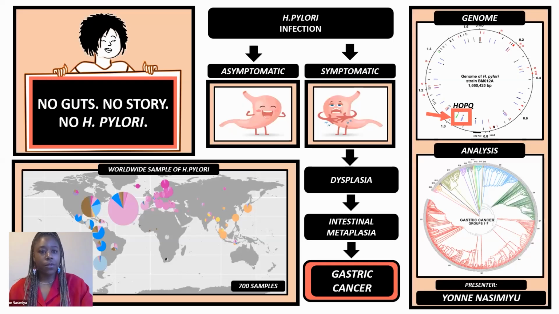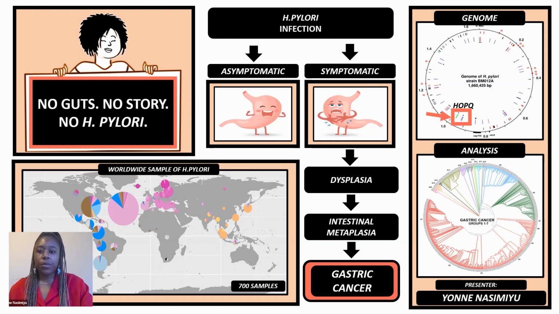Some bacteria are harmful, for example, H. pylori. H. pylori is a type of bacteria that resides in the stomach and infects more than 50% of individuals worldwide. I know what you're thinking. If the bacteria does not infect everyone, then what makes it so special?